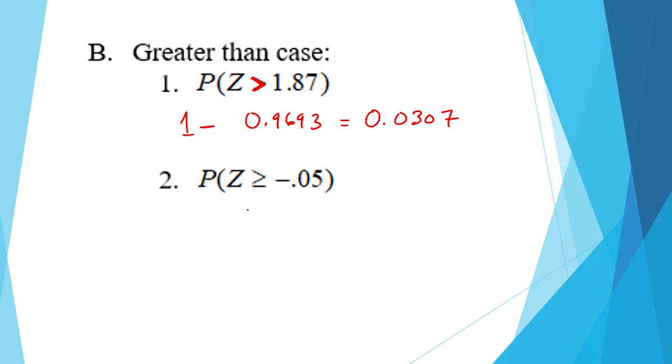For the probability of z greater than or equal to negative 0.05, we're also looking for the area to the right. So we'll take our number and we'll subtract it from 1.